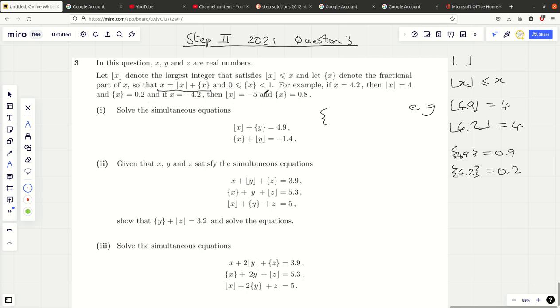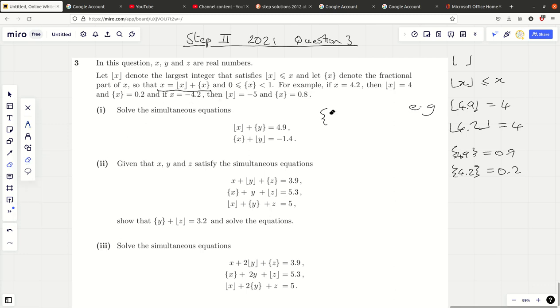Oh, and it's interesting how it works with negatives as well. If x is minus 4.2, then because you're always rounding down, the integer part is going to be minus 5, because you always go down below the number, and the fractional part there is going to be 0.8, because minus 5 plus 0.8 is minus 4.2. So bear in mind, it's more confusing, far less natural with the negatives.